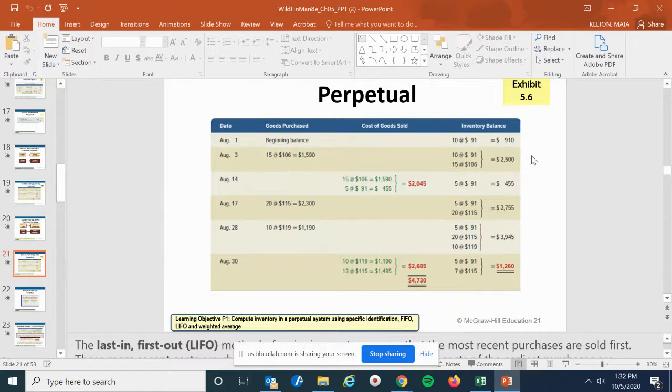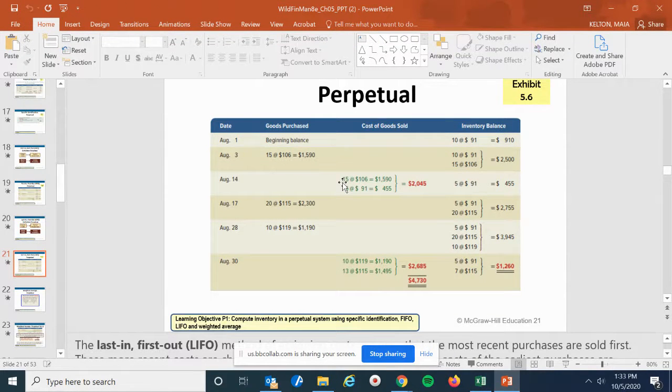Now, I want you all to look at August 14 right here. This is the same sale. The company is still selling 20 units of product, but our assumptions have changed. We are now assuming LIFO, or last in, first out. We are assuming that the latest units, which are these 15 that the company bought on August 3rd, are the units that the company sells first. And look at how it changes cost of goods sold and ending inventory.